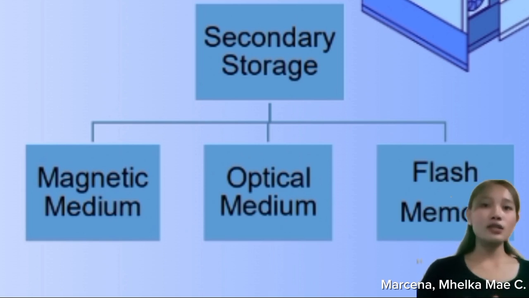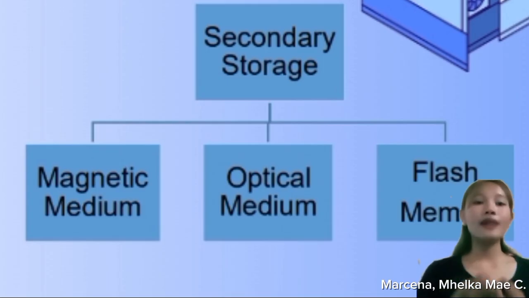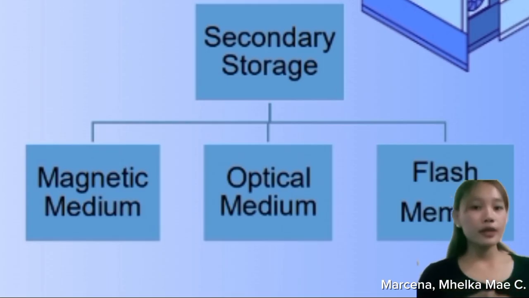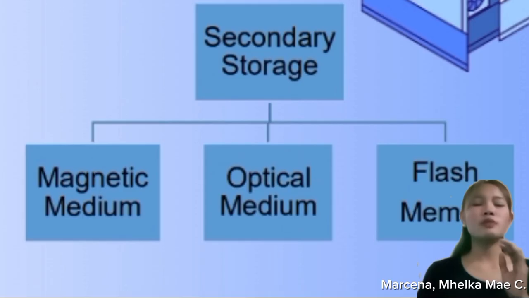Okay, and last, we have the flash memory. It is solid state, non-volatile, and rewritable. Ibig sabihin, walang moving parts, kaya mas matibay at mas mabilis kumpara sa HDD. Ilan sa mga examples nito ay USB flash drives, SSDs or solid-state drives, at memory cards na ginagamit sa smartphones at cameras. Dahil sa bilis at portability nito, maraming mga modern computers na ngayon ang gumagamit ng SSDs imbes na mga HDDs.